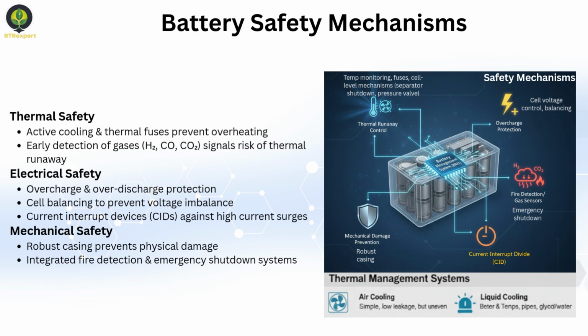Electrical safety focuses on keeping the battery within safe operating limits. Overcharge and over-discharge protection prevent stress on cells, balancing systems keep voltages equal, and current interrupt devices stop excessive current flow before it causes damage. Mechanical safety provides physical protection. Strong casing designs protect against external damage, and integrated fire detection and emergency shutdown systems add another critical layer of safety in case of severe incidents.